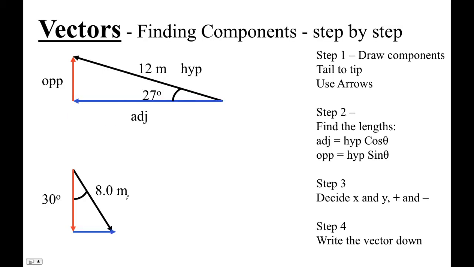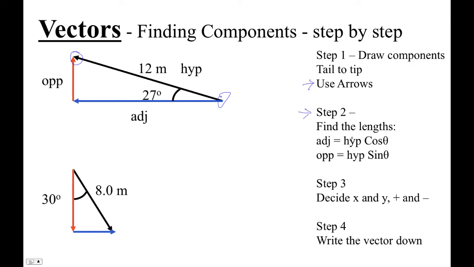Now, these are the steps. Step 1 is that we've got to draw the components of these vectors. We go tail to tip. So the black thing is the vector here. This is the tail of the vector. There's the tip of the vector. Tips have arrows on them. Notice that this vector goes to the left and it goes up like that. Use arrows when you draw this, and I'll show this over and over again in many examples.